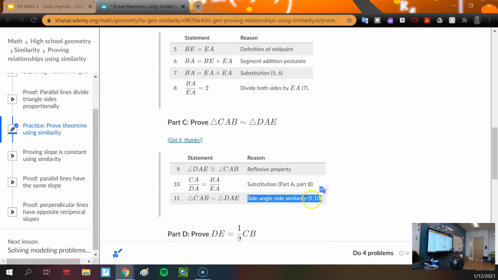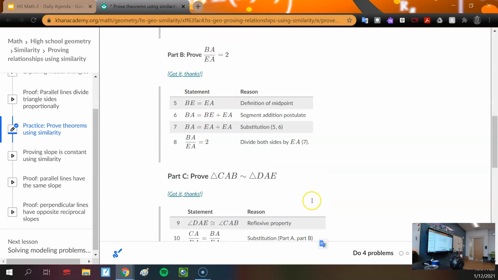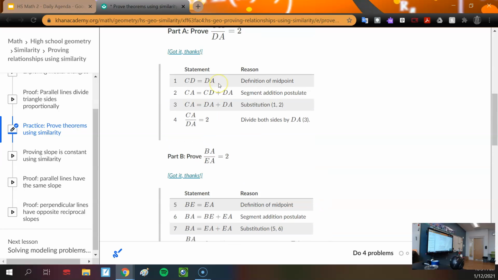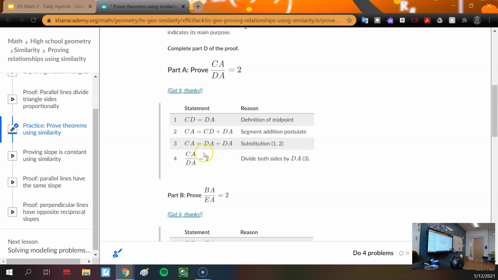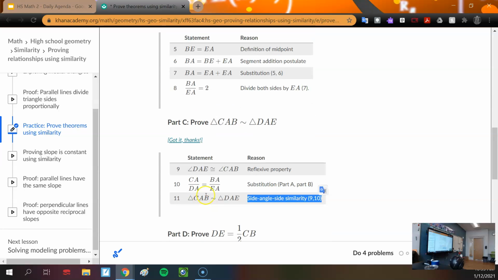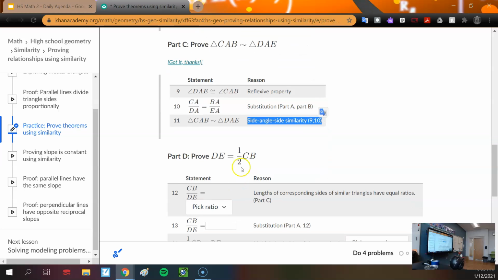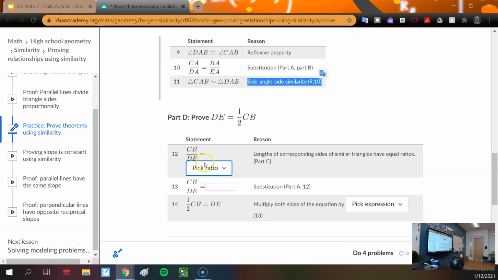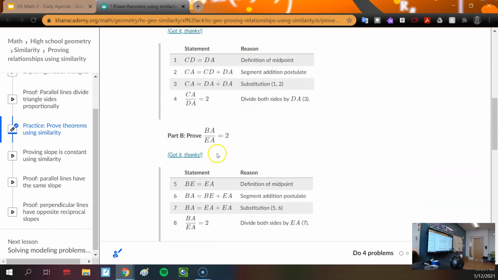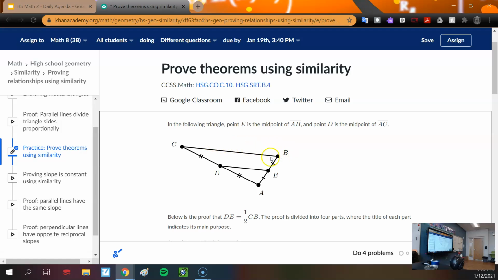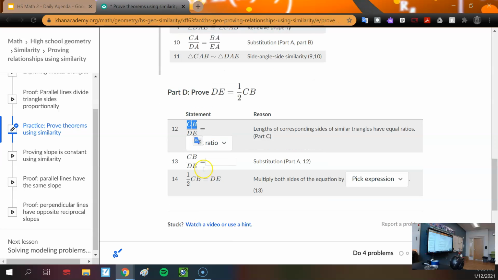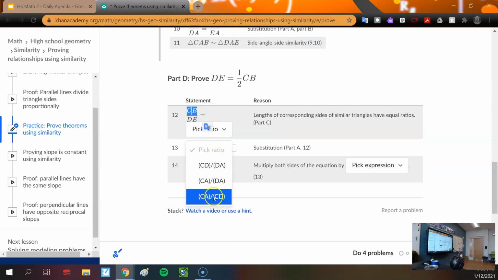So because we've already related the 2 similarity ratios, that BA to EA is 2 and CA to DA is 2, because we've already proven both of those, we can now use side, angle, side, which then allows us to prove this by setting up CB to DE. Guys, before you even look at the drop down, go look at what is CB and DE. Oh, big triangle, little triangle. So I've got big to little. I need to set up big to little.